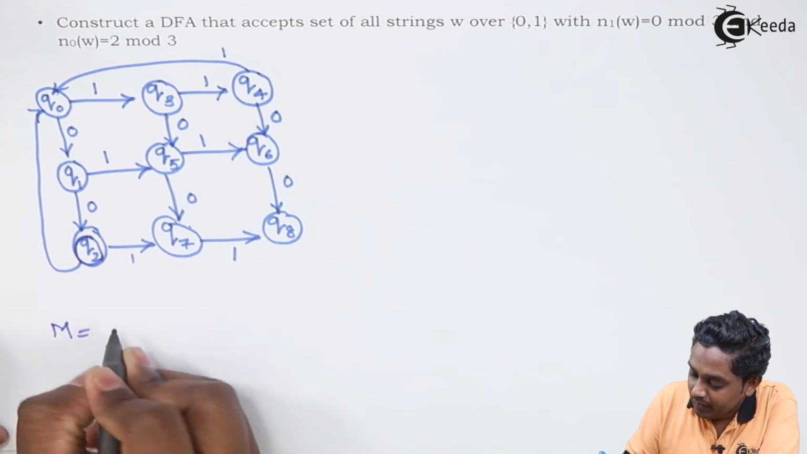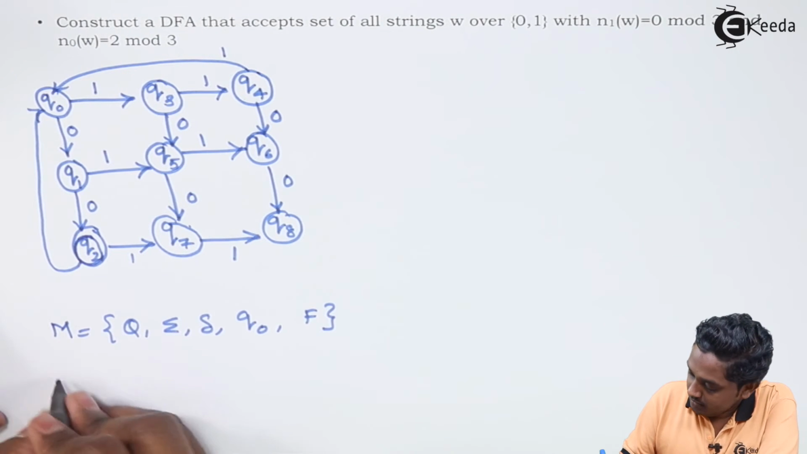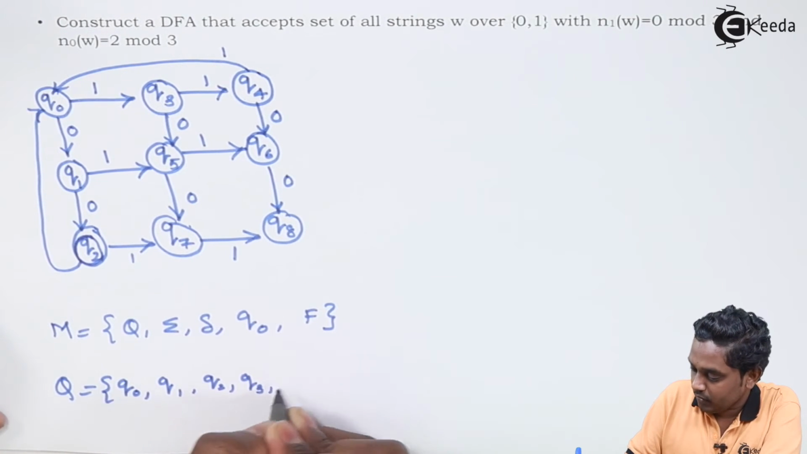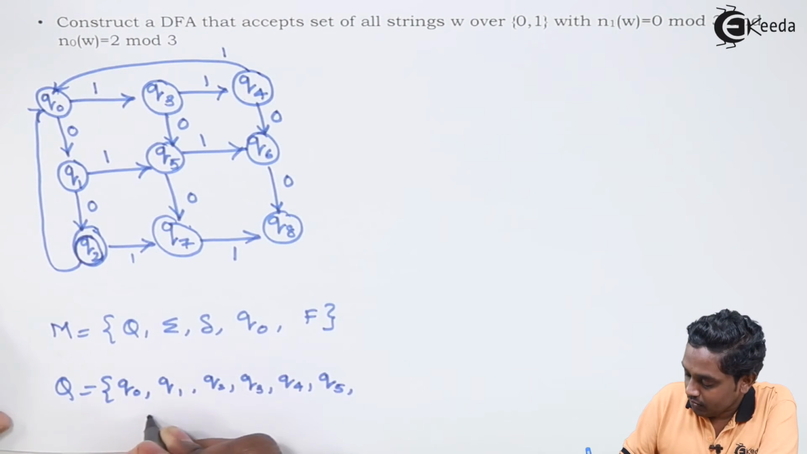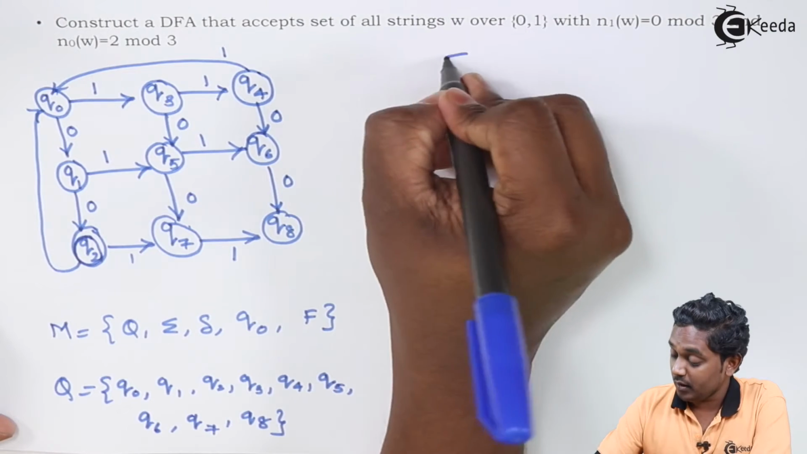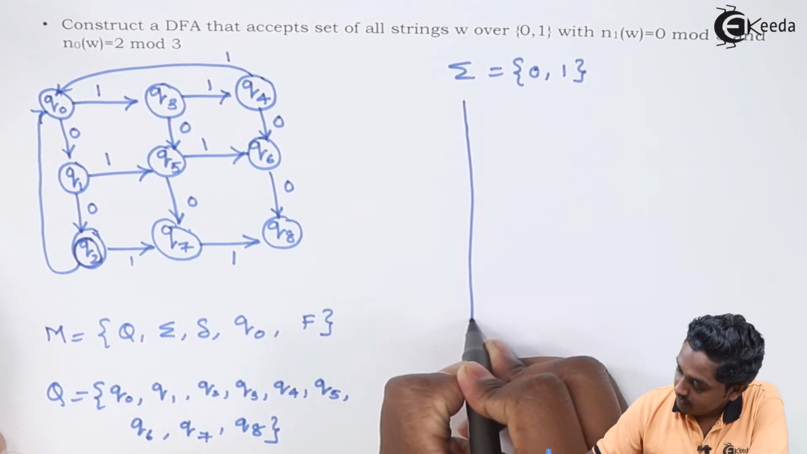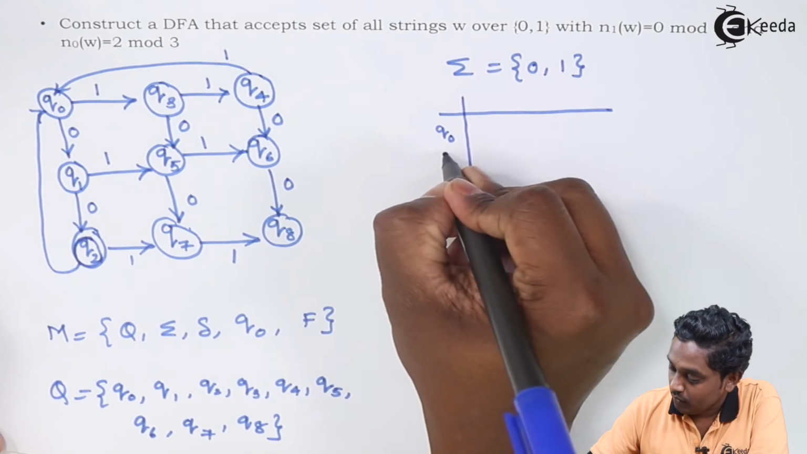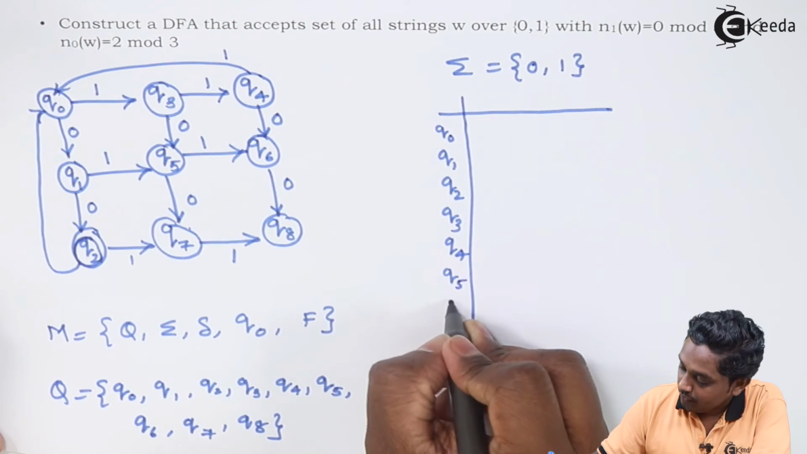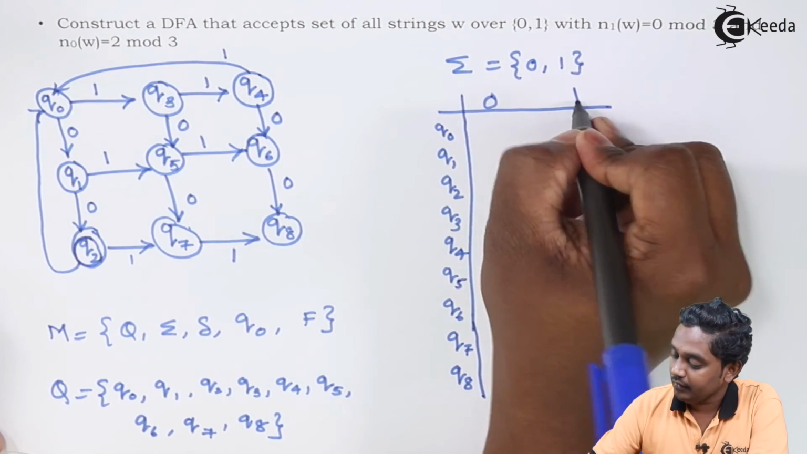So mathematically, let's define. We have Q, sigma, delta, Q0, F. Q is the set of states which are here: Q0, Q1, Q2, Q3, Q4, Q5, Q6, Q7, and Q8. Sigma is again 0 and 1. Try to draw delta. These are the states Q0 through Q8. On 0 and 1 we have various transitions.